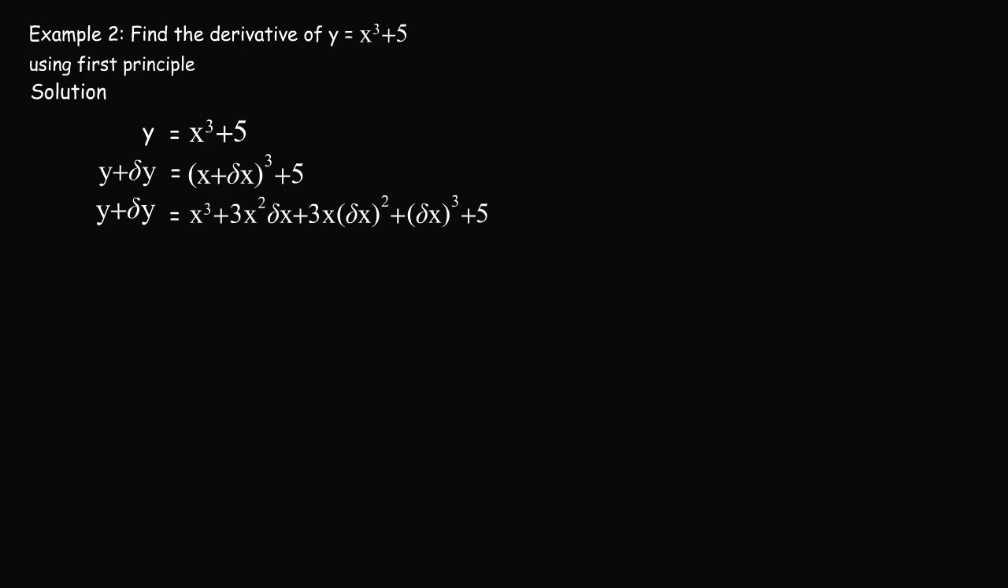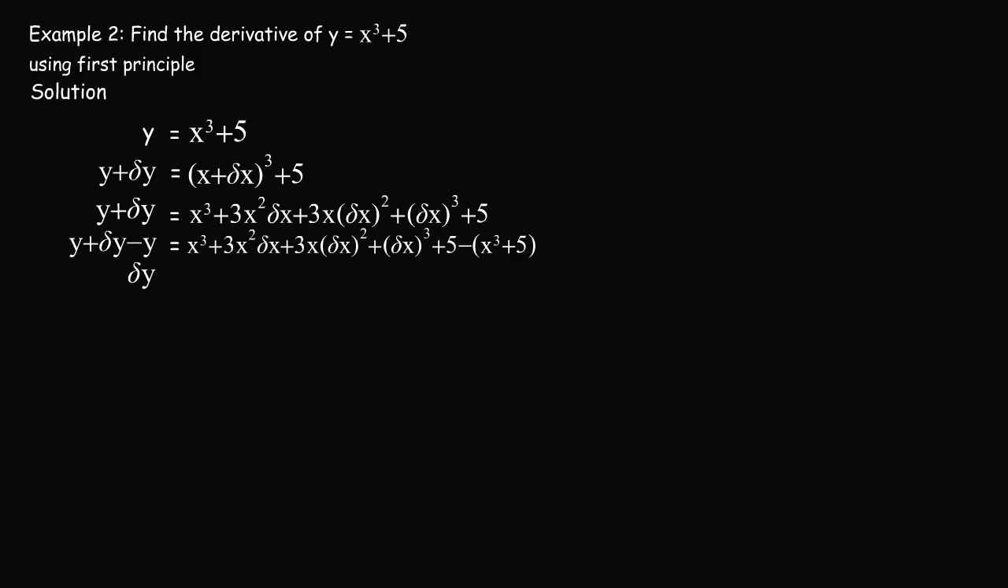The next step is to subtract y from the left hand side and subtract s raised to power 3 plus 5 from the right hand side. Doing so, our equation becomes y plus delta y minus y equals s cubed plus 3s squared delta s plus 3s delta s squared plus delta s cubed minus in bracket s to the power 3 plus 5. Now opening our bracket, our equation becomes delta y, because y and minus y have cancelled, as we are left with delta y on the left hand side.